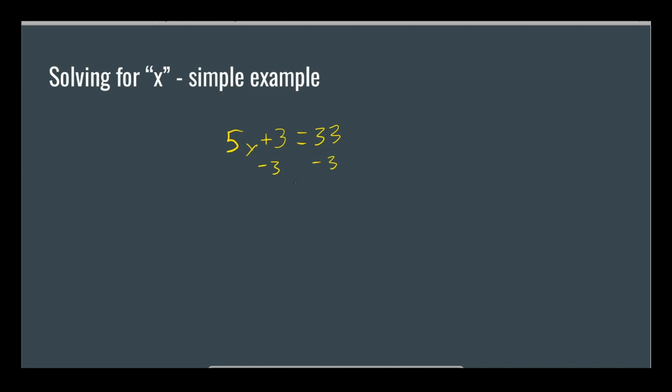Obviously, you're going to subtract 3 from both sides, and then you get 5x = 30. And then from here, we want to divide both sides by 5. And obviously, this cancels out. So we end up with x equals 30 divided by 5, which is 6. Okay, so hopefully that kind of stuff is pretty easy for you. If it's not easy, you'll get lots of practice this year.